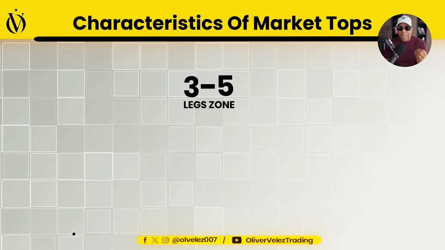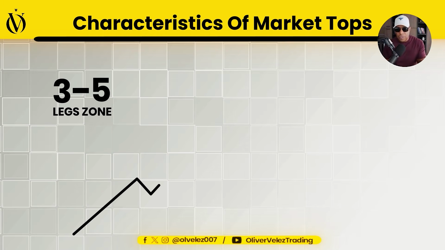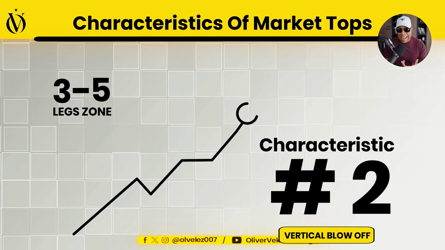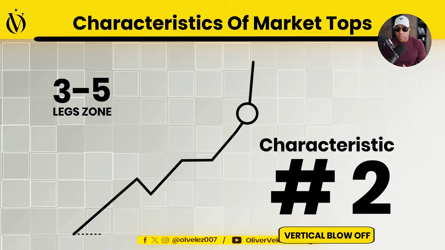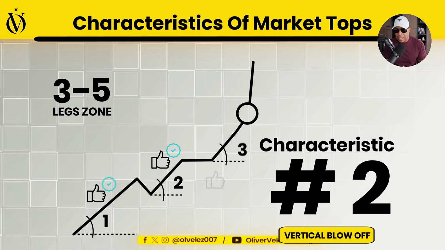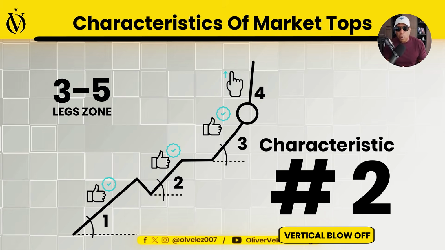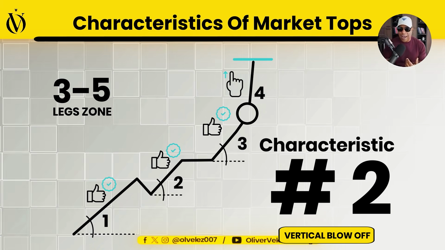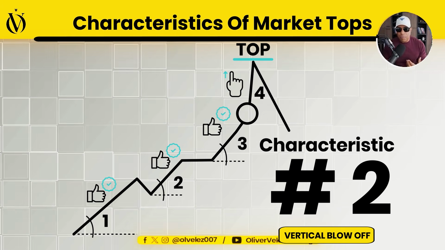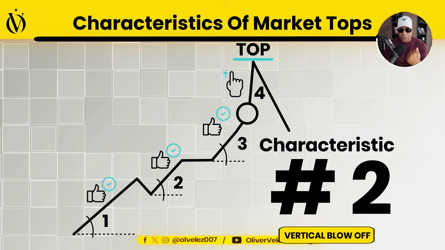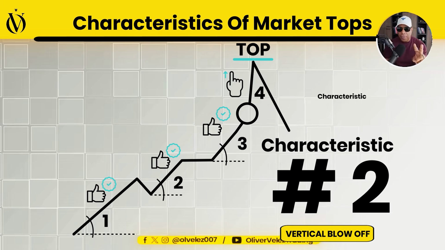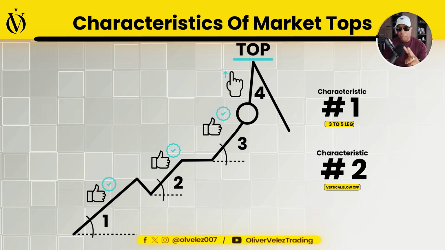In addition to you being in the range of 3 to 5 legs to the upside, you've got the second quality, which is the last leg is the most vertical one. So this was a nice angle to the upside. 2 was a nice angle to the upside. 3 was nice, but 4, I tried to show you, is more vertical. That increases the odds that you are at or near the top. If the last leg is more vertical than all the other legs, it jumps the odds that you're at or near the top in a very big way, right? So these are 2, the 3 to 5 leg run up plus vertical blow off move.